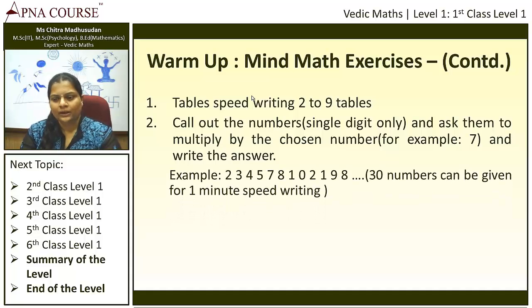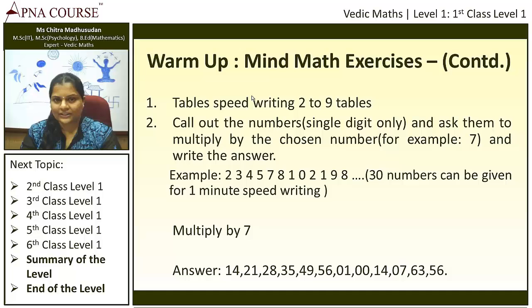For example, I have given here 2, 3, 4, 5, 7, 8, 1, 0, 2, 1, 9, 8. It should be called out at a specific speed so that the learner or the student can write the numbers one below the other, take a time limit of 1 minute and multiply the numbers by 7, which means 2 multiplied by 7, 3 sevens, 4 into 7, 5 into 7. The number should be multiplied by 7 and the answer should be written.